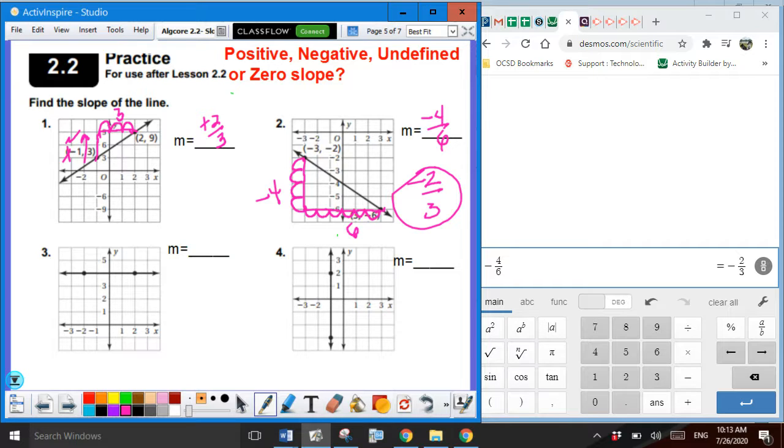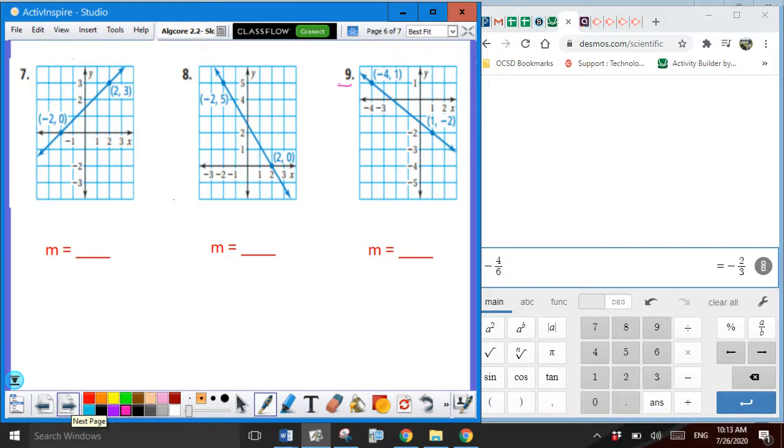What about 3? Can I find the slope? Or is it a special case? Hopefully you said that's 0. If you did, good job. And this one, number 4, is going to be our undefined. Okay, that's going to be our undefined. All right, I want you to hit pause. And I want you to find your slopes for these 3 problems. Find your slopes and simplify them.